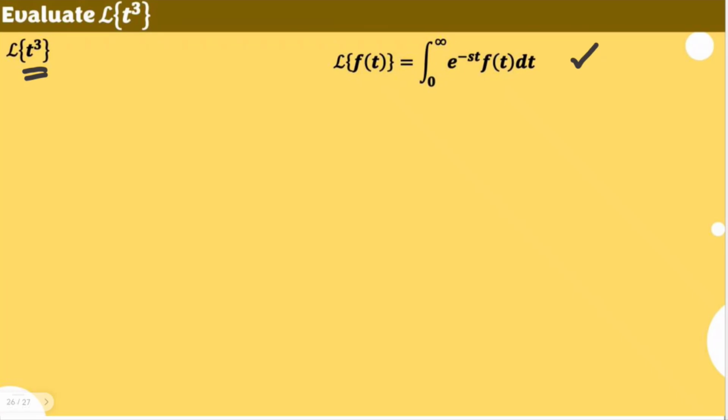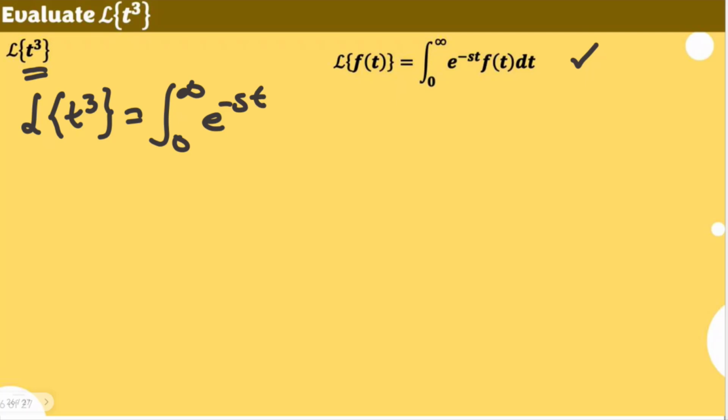Now take note, when we came up with the Laplace transform of t squared, we actually used integration by parts. Similarly here, we're also going to use that, and most importantly, we might be using it multiple times. So I have the Laplace transform of the function t cubed equivalent to the integral from 0 to infinity of e to the power of negative st times our function t cubed dt.